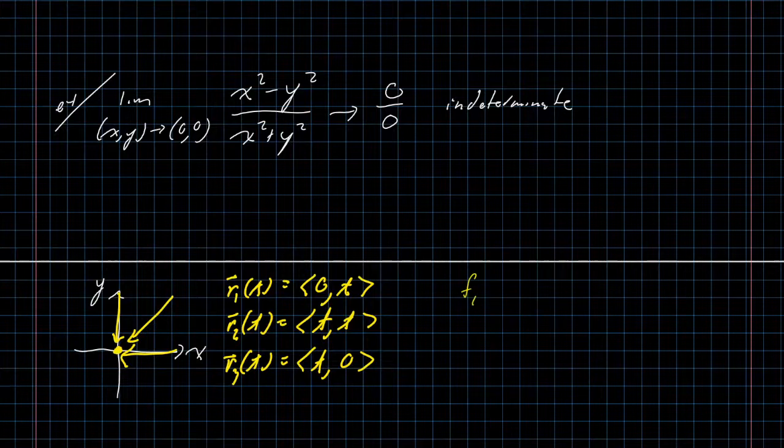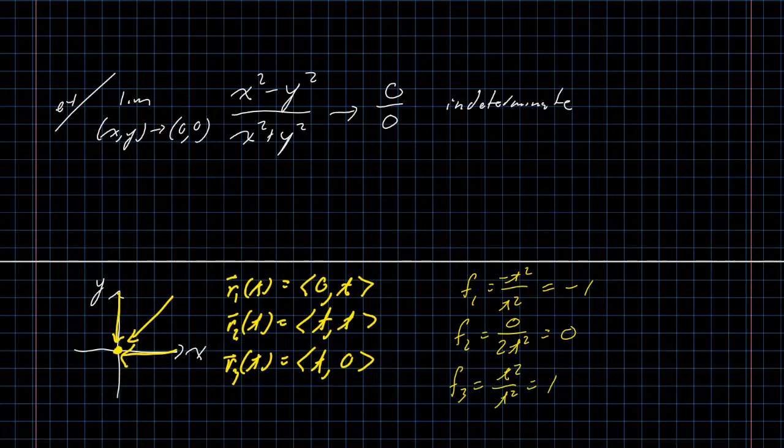Well, along path 1, f1, we put in x equals 0, we put in y equals t, we get negative t squared over t squared, which is negative 1 everywhere. Along f2, we get, well, t squared minus t squared is 0 over 2t squared, which is just 0 everywhere. And along our third path, we put in x equals t, y equals 0. We get t squared over t squared, which is just 1 everywhere.